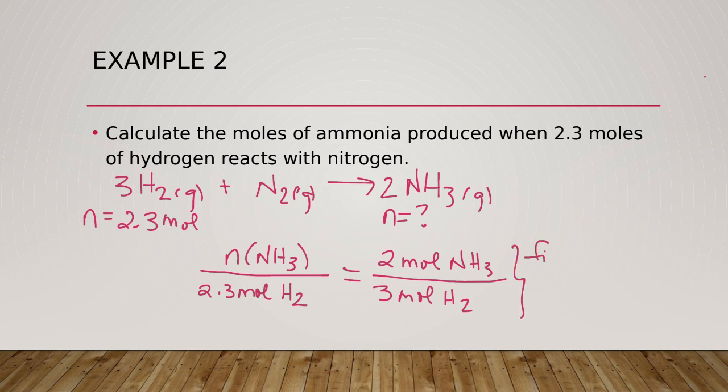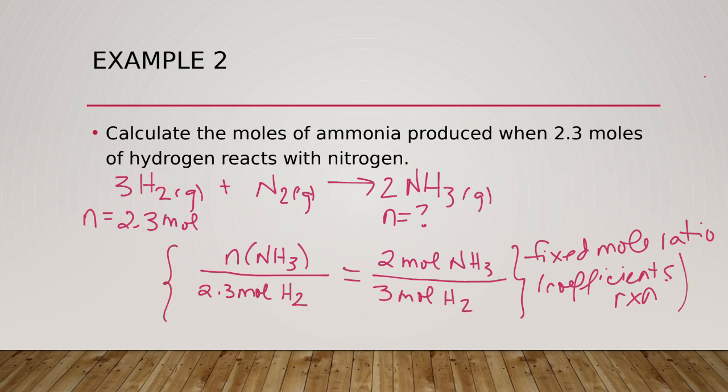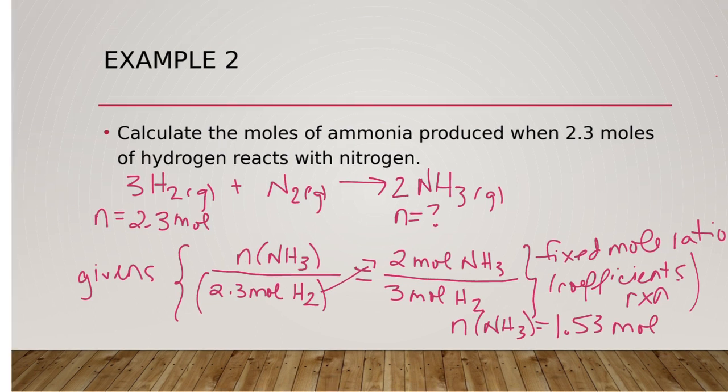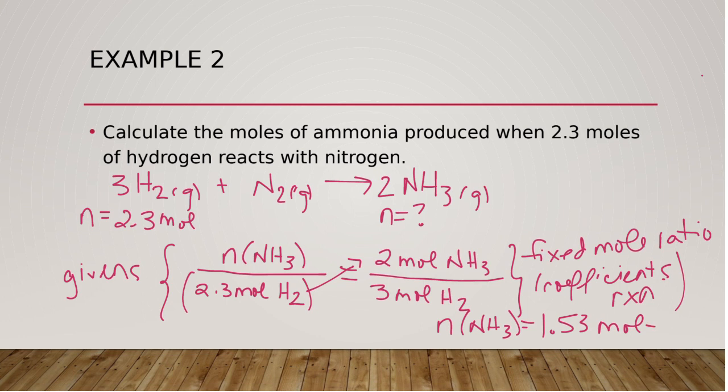So again, this is what we call a fixed mole ratio. And it's fixed because it's based on the coefficients in the reaction. They're the same all the time. They're fixed. This other side here is my unknowns, or my givens in the question, or my actual values. You can call it anything you want, but these are the values that change. So we're going to just simply cross multiply. We're going to take 2.3, cross multiply it by 2, divide by 3, and my moles of ammonia works out to be 1.53 moles. Rounded to 2 sig figs, I need to have 1.5 moles.